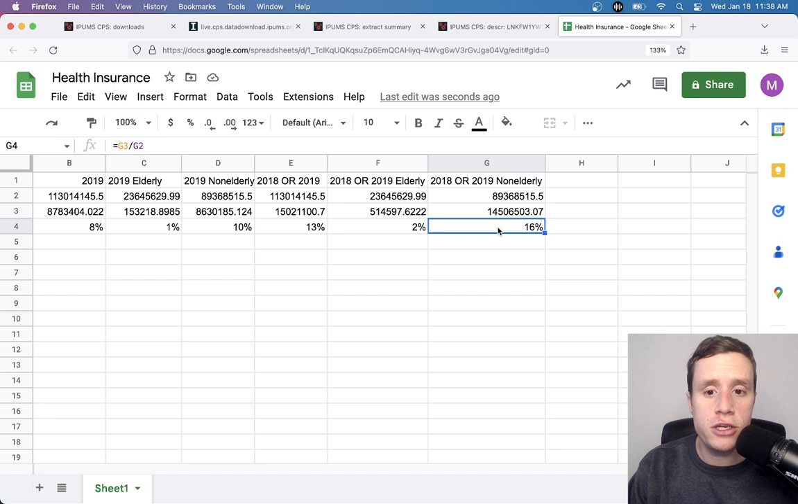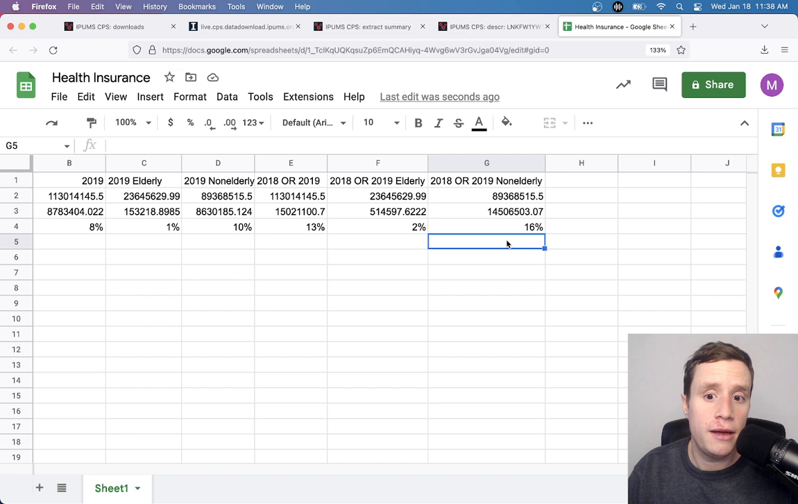20%? 25%? Like, it's high. That's high. That's like in a 13-month period. I think conservatively, we can say in a 13-month period for non-elderly adults, one in five probably faced a spell of uninsurance. That's a lot. That's a lot.